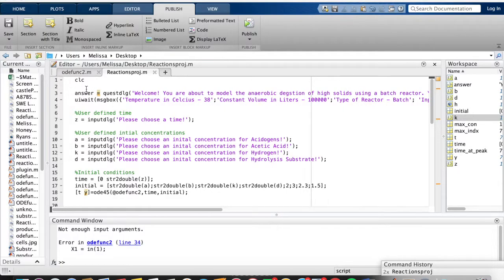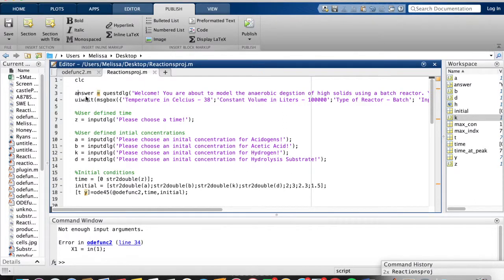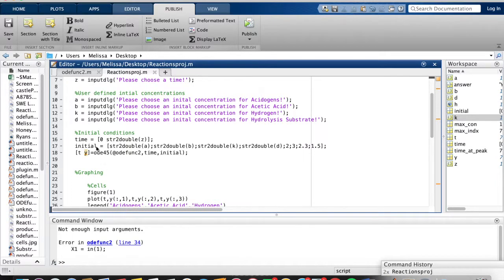This is the script file, and we first start off by giving the user a little information about what is happening, including some assumptions and what kind of reaction it is. And then we ask them to put in inputs for their time as well as certain concentrations. So it makes the program user-friendly and allows the user to test different times and different concentrations. And then the code puts the time and the concentrations into a function called ODE func2.